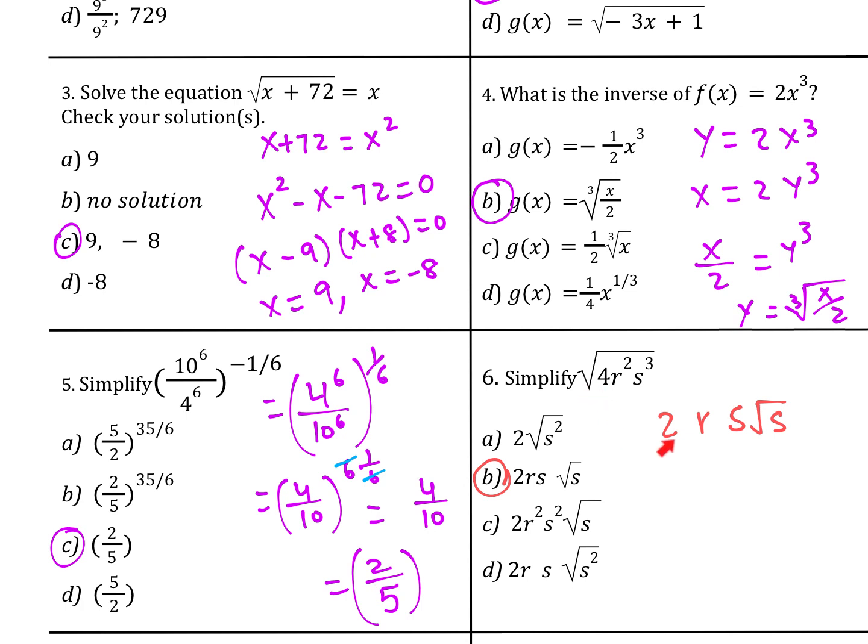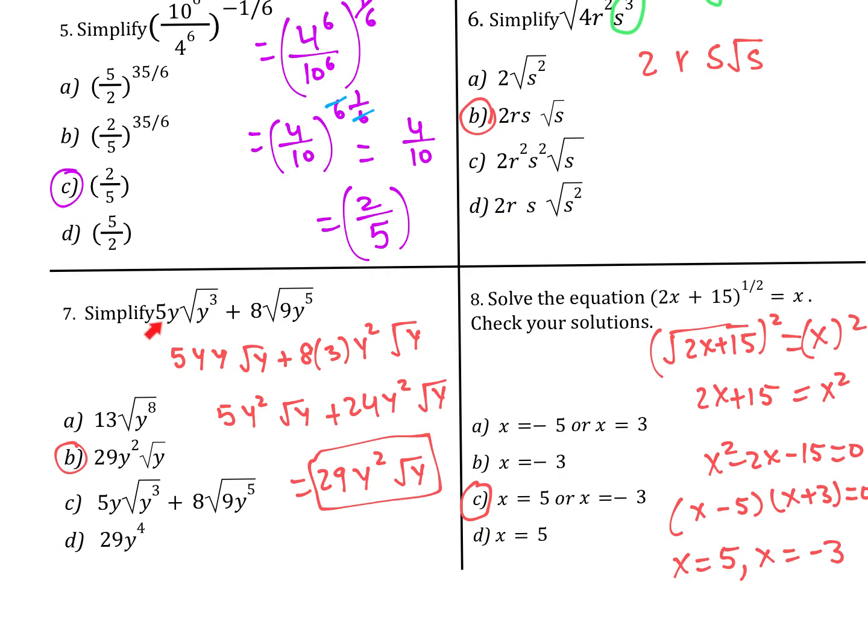The square root of 4 is 2. The square root of r squared is r. And change this s to the power 3 as s squared times s, which means the square root of s squared is s, and this s remains inside of the radical symbol.